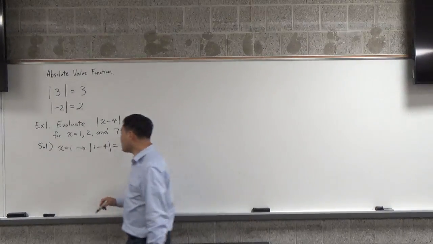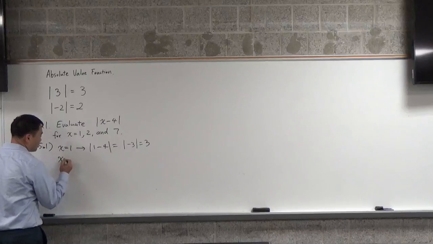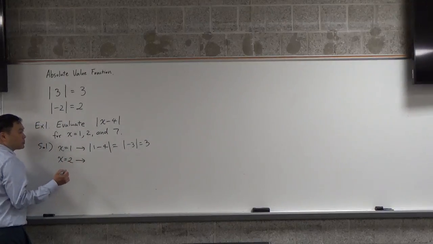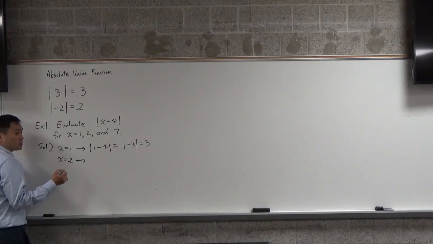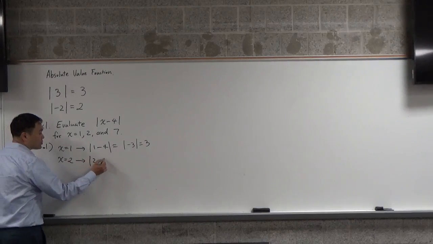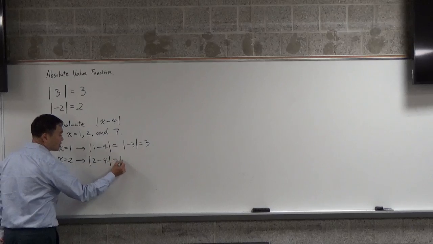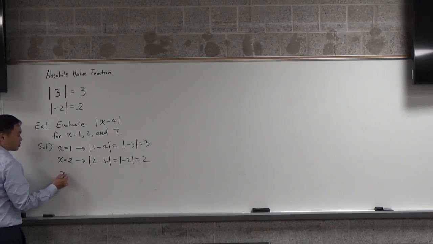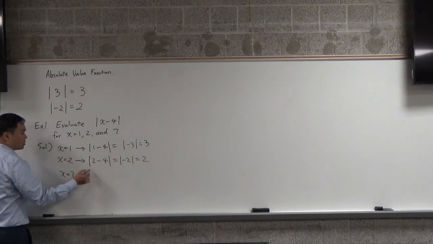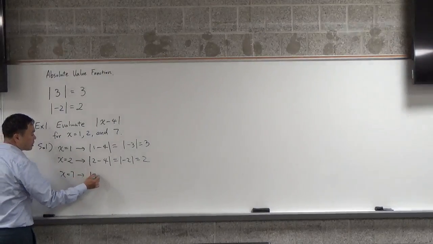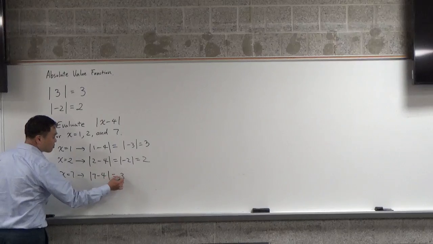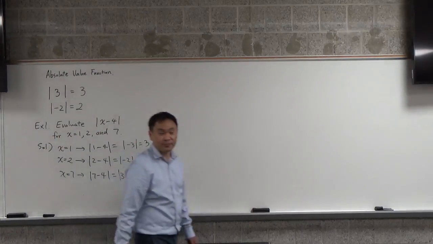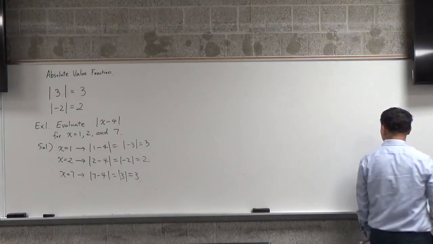So using the same argument, what will be the value when x is 2? 2 minus 4, which is negative 2. That's 2. How about x equals 7? What would that be? 7 minus 4 absolute value, which is 3 absolute value, which is 3. Got it? Okay.